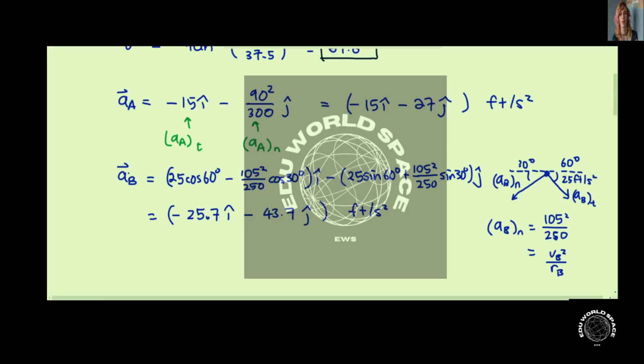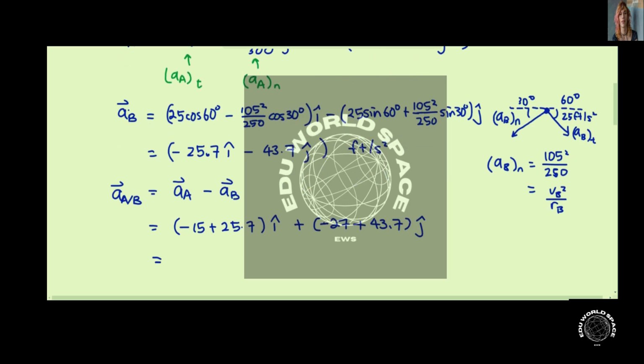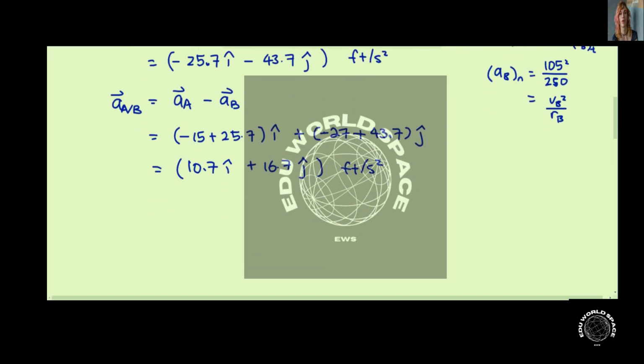So we can calculate the relative acceleration. The relative acceleration of A with respect to B is equal to the acceleration of A minus the acceleration of B. So you have minus 15 plus 25.7 i hat, plus negative 27 plus 43.7 j hat, and you get 10.7 i hat plus 16.7 j hat feet per second squared.